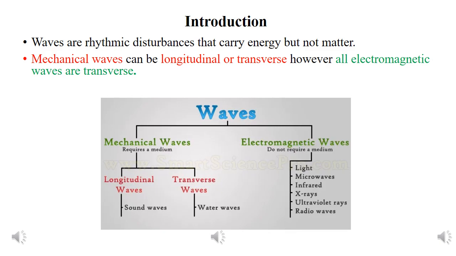Mechanical waves require a medium. However, electromagnetic waves do not require a medium and they can propagate in vacuum. Waves can be longitudinal or transverse. However, all electromagnetic waves are transverse. This is a rule. All electromagnetic waves are transverse.